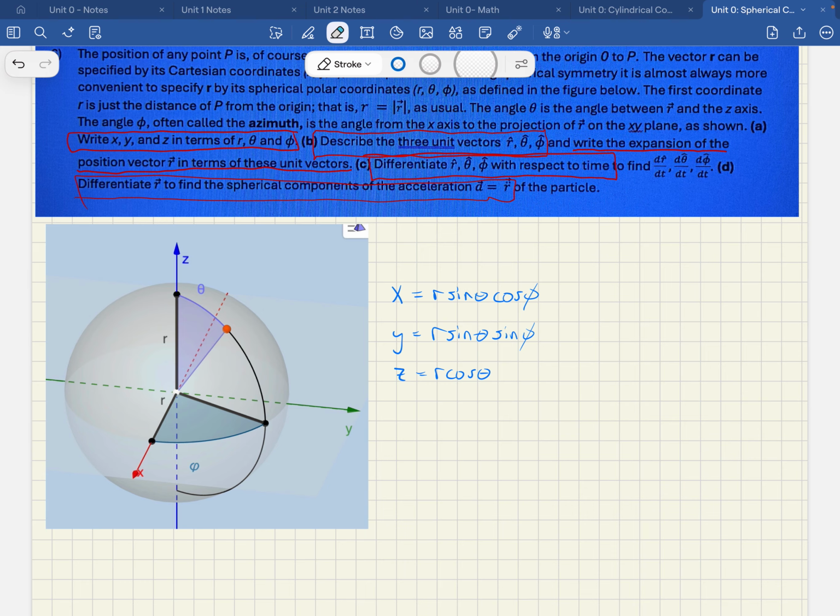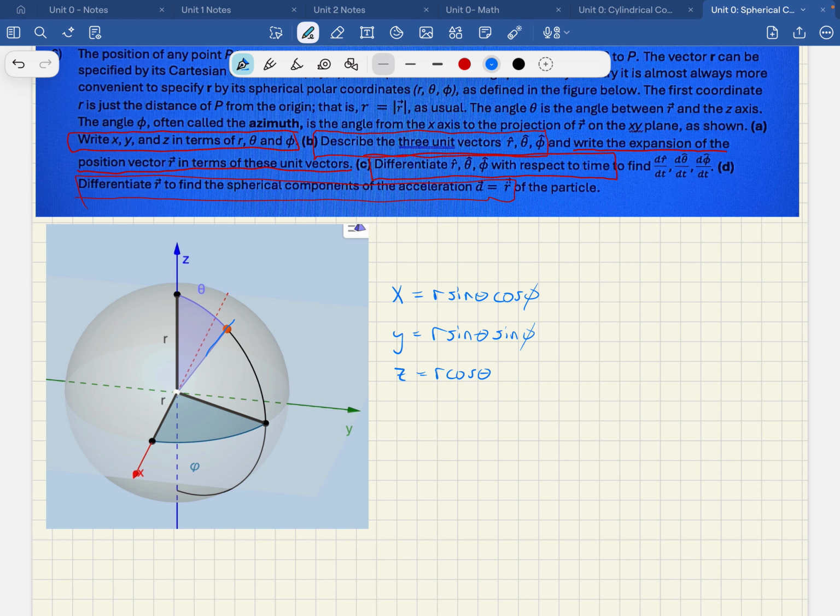Describe the three unit vectors, r hat, theta hat, and phi hat. And again, in words, I'm just going to say they point in the direction of increasing r, they point in the direction of increasing theta, and they point in the direction of increasing phi. But let's try to draw those on this picture. So increasing r means the point would be moving radially outward along this line. So the r hat vector would be pointing radially outward along that line.